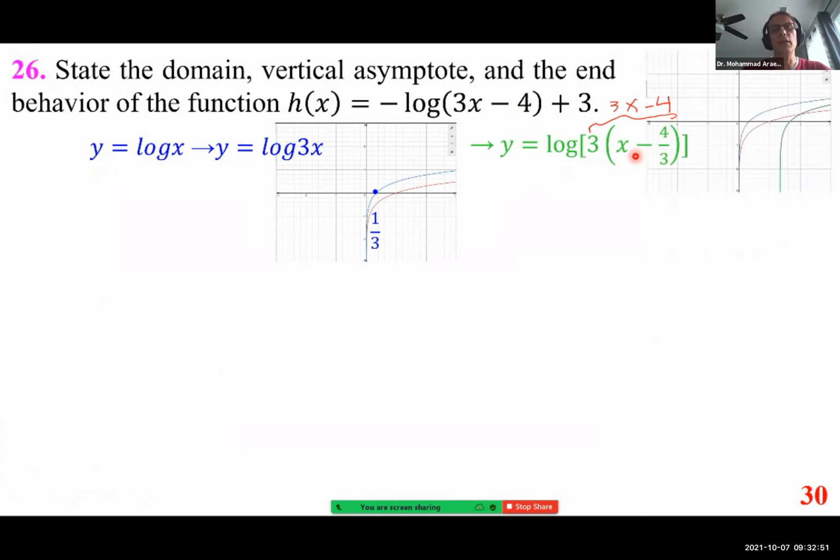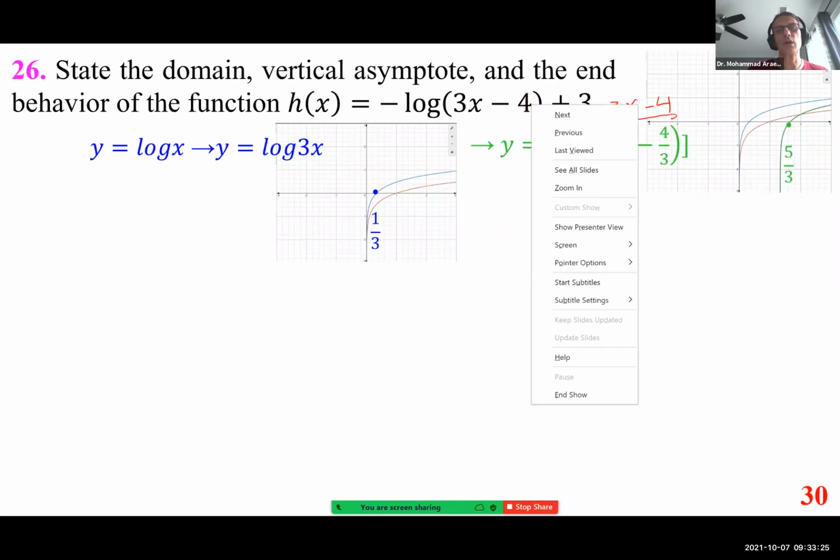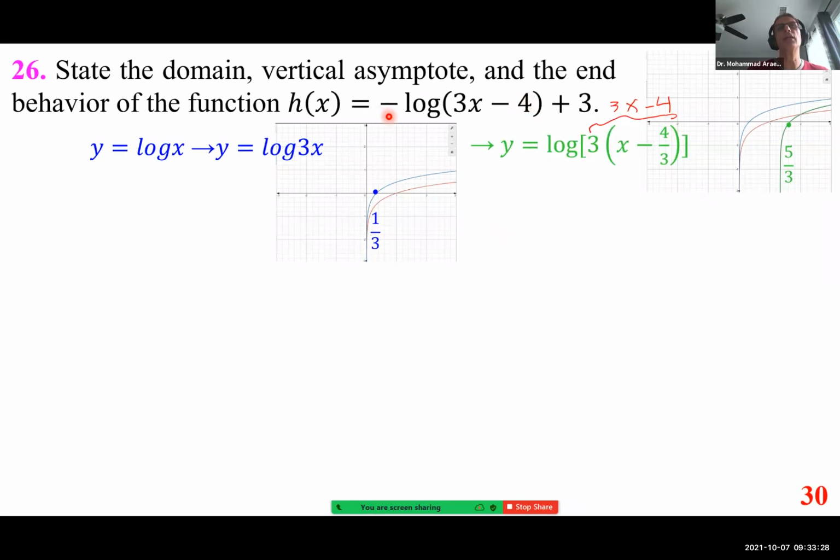Therefore, the original one is this one, then it shrinks by a factor of 3, then it moves by 4/3, and as a result, 4/3 with 1/3, they add up to 5/3. So the original x-intercept at 1, 0, now it's 1/3, 0, and so far we've reached 5/3, comma 0. So we are here. I hope you realize this is the same as this one. We haven't accounted for the negative yet.